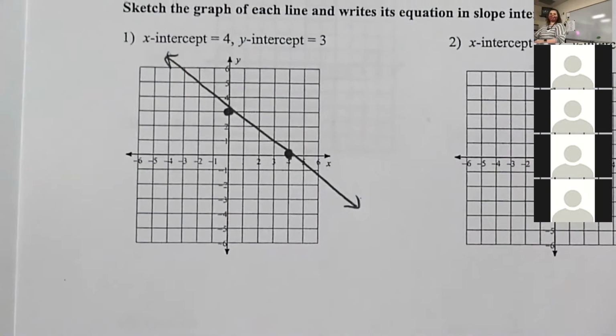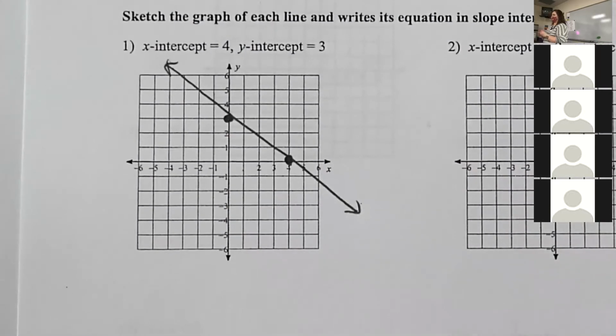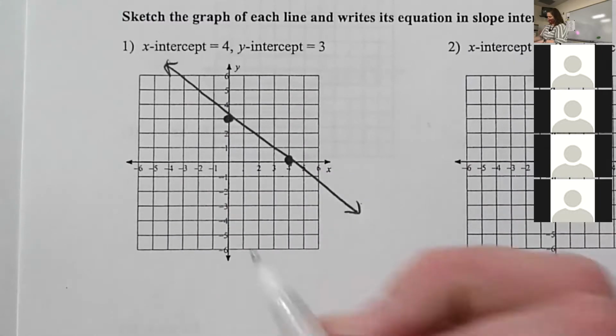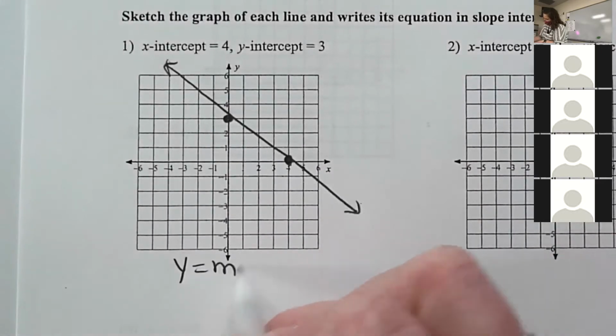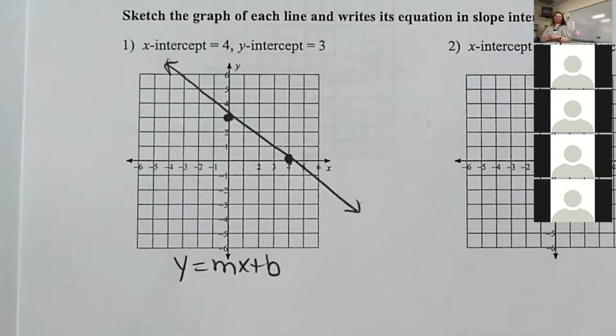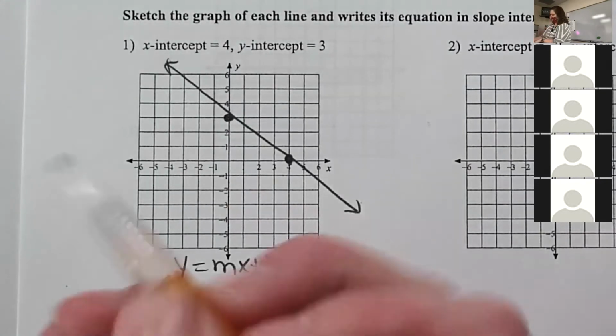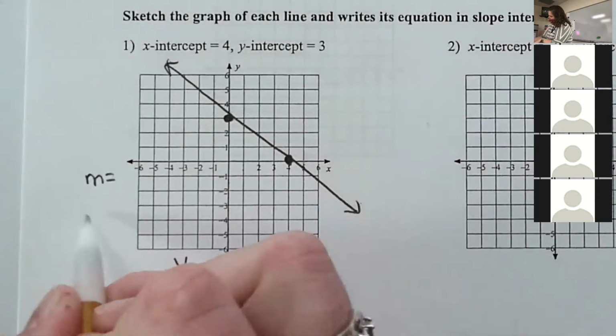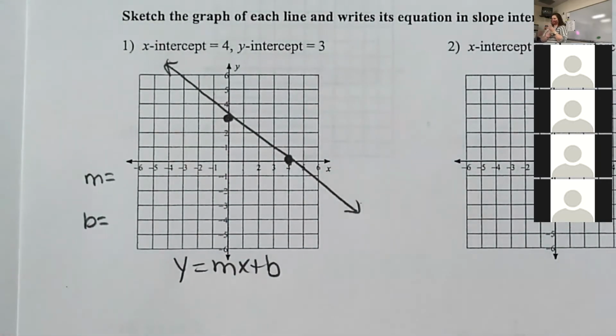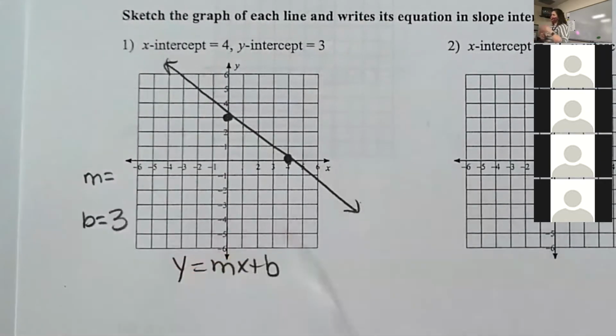Wow, awesome. That's the first part. The next part says, now write the equation of the line. What's your favorite equation of all time? Y equals mx plus b. Start with that. So I need my m and I need my b. M is slope, and I'm going to deal with that in a minute. B is my y-intercept. Do I know where I cross the y-axis? Yeah, at 3. So b is 3. We know that much.